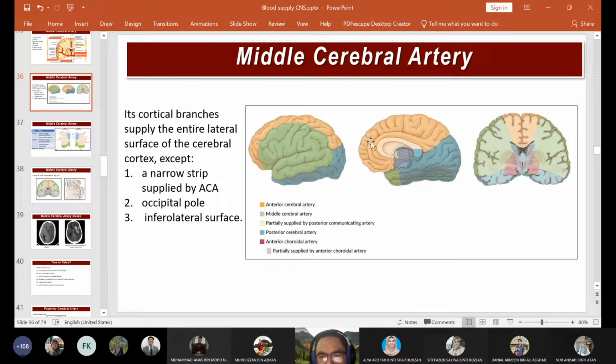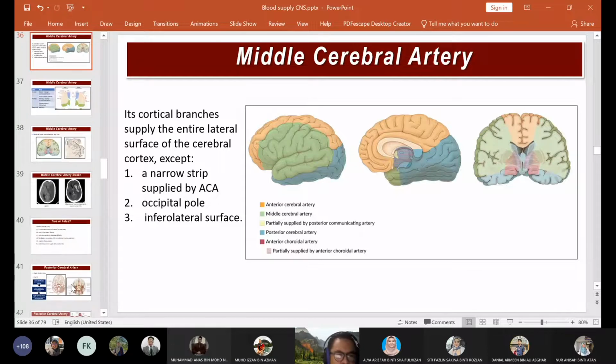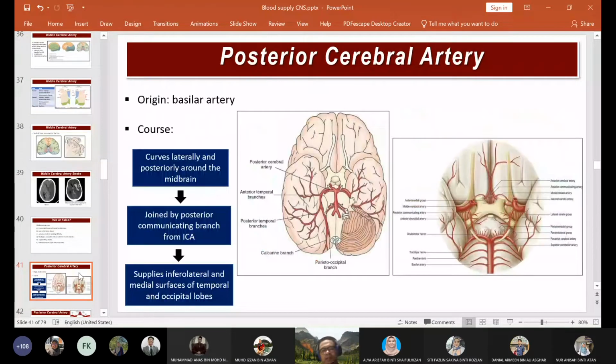The visual cortex is here. It does not supply the visual cortex, because the visual cortex is supplied by the posterior cerebral artery. We talk after this. Which is the posterior cerebral artery.